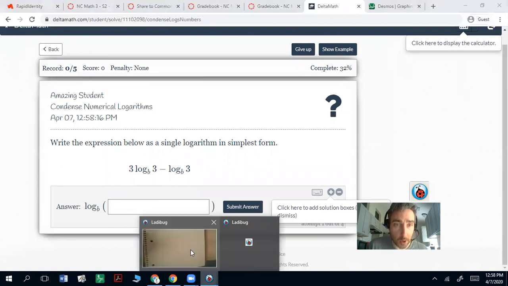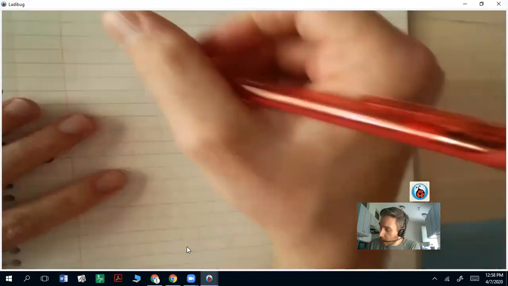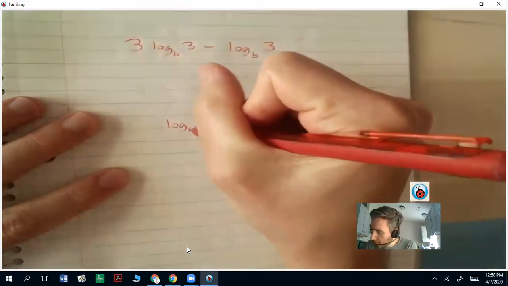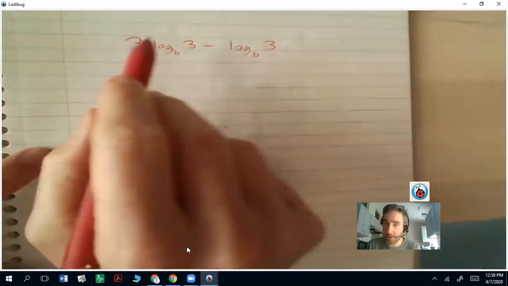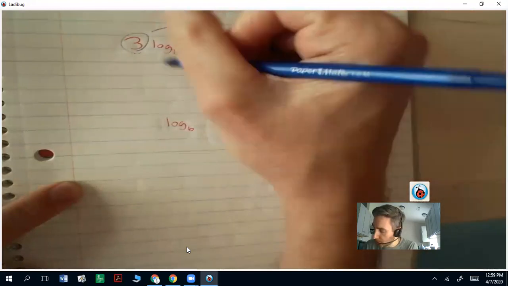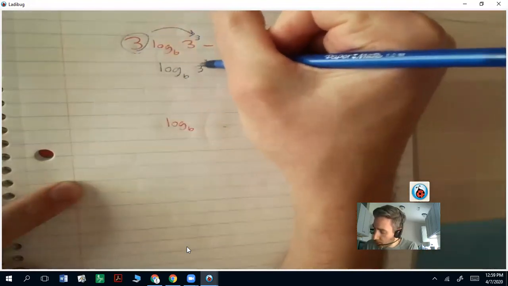Let's put my camera on so you can see me writing. So this will be, in the end, log base b of something divided. All right, now to start with this, I first got to power up again. So I got 3. That 3 is going to go up there. I don't have a number here, so I don't power up here. So it's going to be log base b of 3 to the 3rd power.